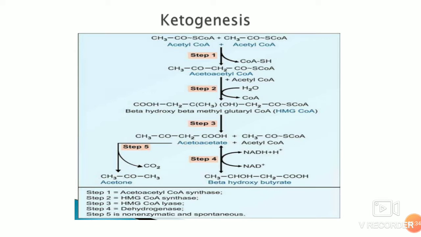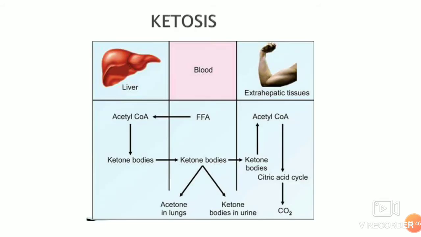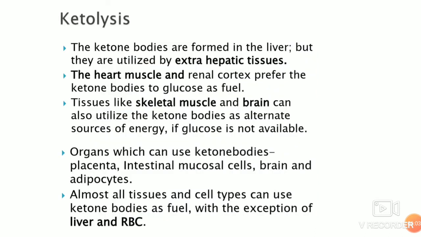Acetoacetate and beta hydroxybutyrate are the two ketone bodies used by the body for energy. So, ketone bodies are formed in liver, but they are utilized in extrahepatic tissue. Liver is the one which produces ketone bodies. They are carried over in blood and they can be used in lungs or can be thrown out in urine, or they can go to extrahepatic tissue. They can be utilized in the citric acid pathway.